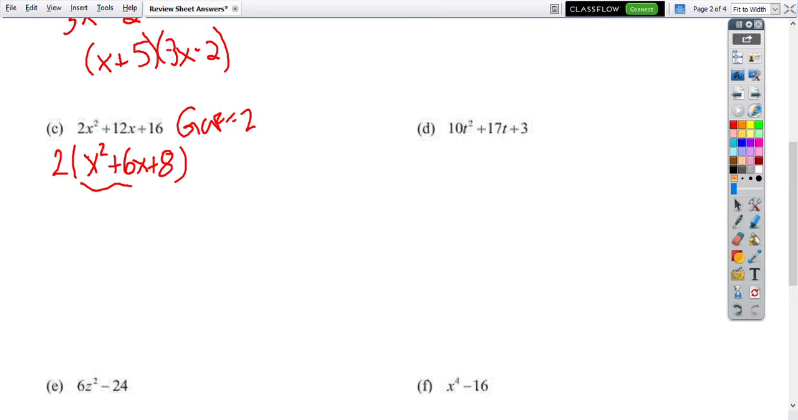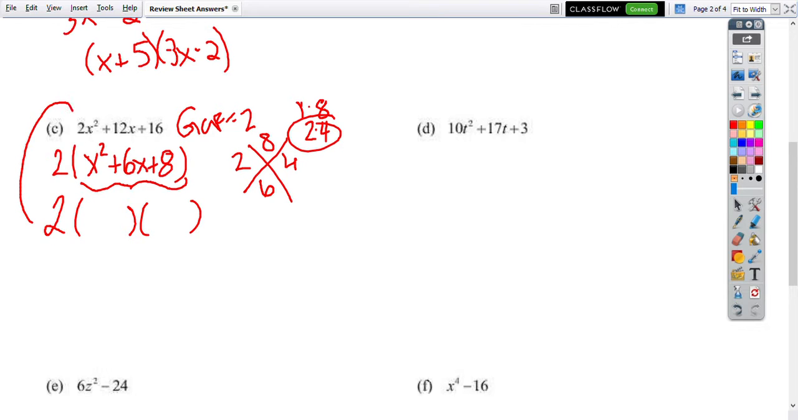This term can still be factored, right? It is a trinomial now, and I need to multiply to 8 and add to 6. So the factors of 8 are 2 and 4, and 1 and 8. And the only way to get 6 is to use the 2 and the 4. So the 2 has to stay with this, because I have to be able to get back to the original here. So that 2 is going to stay, and then it's x and x for x squared, and then positive 2 and positive 4.